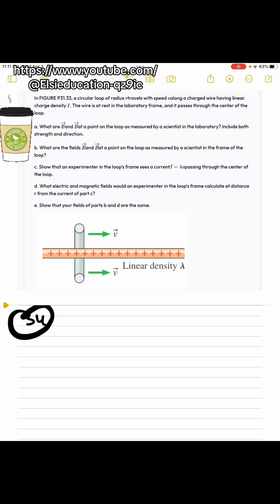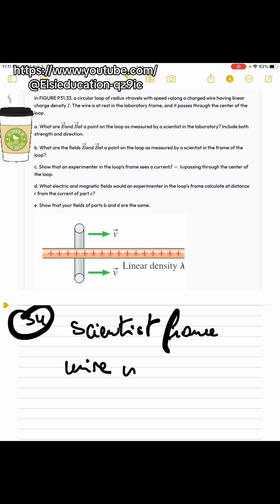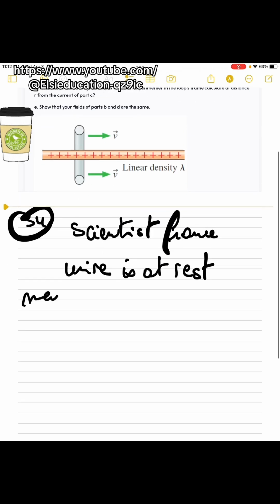Okay, for this one, we know that the magnetic field in the wire is at rest on the reference frame in the laboratory. So in the scientist reference frame, the wire is at rest, meaning the magnetic field is 0.